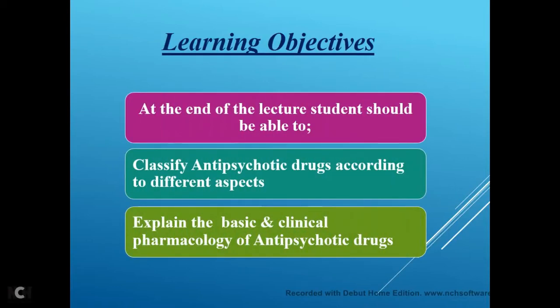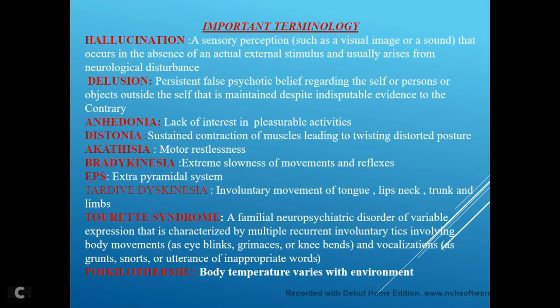Objective of this lecture: at the end of the lecture, students should be able to classify antipsychotic drugs according to different aspects, and to explain the basic and clinical pharmacology of antipsychotic drugs. These are some important terminology used in this lecture, as you already know: hallucination, delusion, anhedonia, dystonia, akathisia, bradykinesia, EPS, tardive dyskinesia, Tourette syndrome, and poikilothermic.